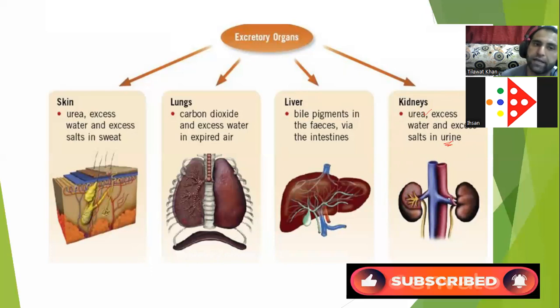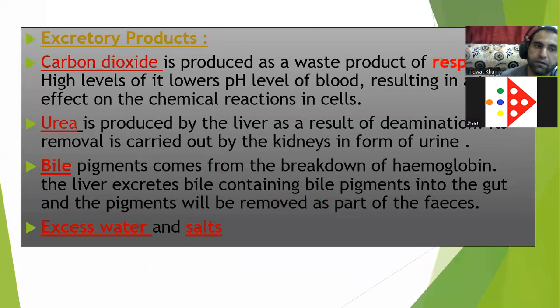So now let's move ahead and see. This thing I already discussed with you. Carbon dioxide is an excretory product formed as a result of respiration. Urea is produced by the liver as a result of deamination. Now, what is deamination? We will discuss it right now. And bile pigment comes from the breakdown of hemoglobin. The liver excretes bile containing bile pigment into the gut, and the pigment is removed as part of feces.